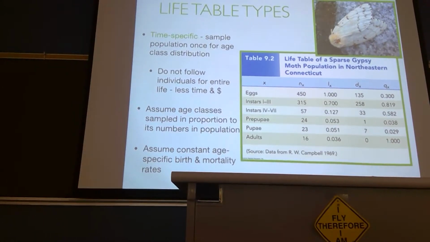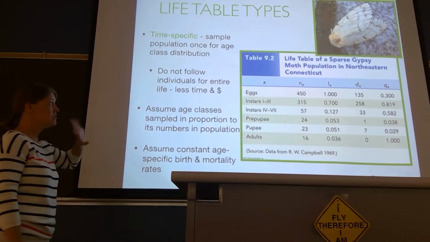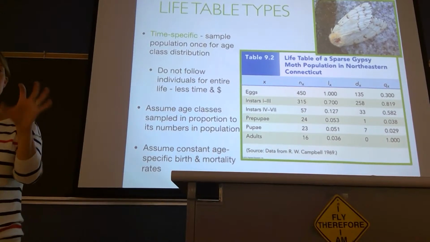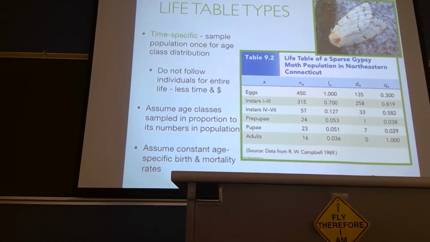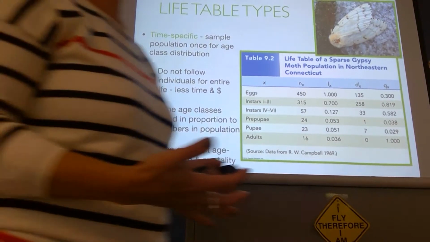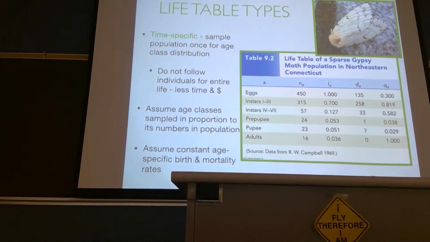And so what's much more common is what we call time-specific life tables, where we go out into a population and we sample once. We say, okay, there's 1,000 individuals. How many are in each of these age classes at this time? And from that, we can backtrack to things like age-specific mortality and survivorship. And so time-specific is usually how your life table data is created. Okay, it's hard to track a population over time.